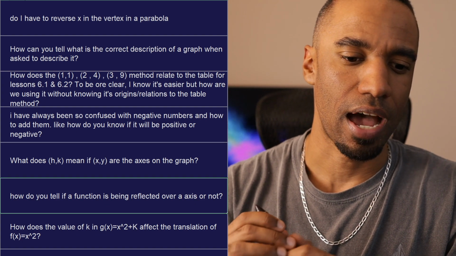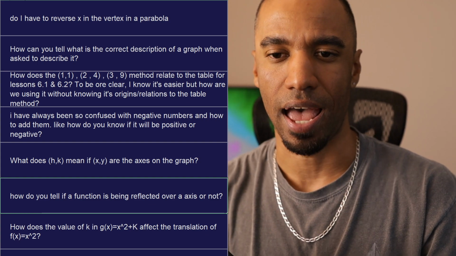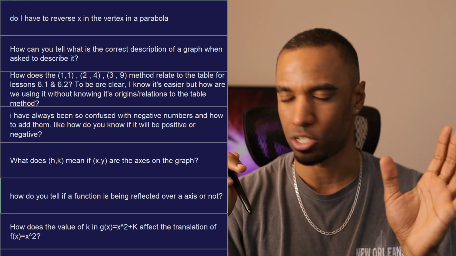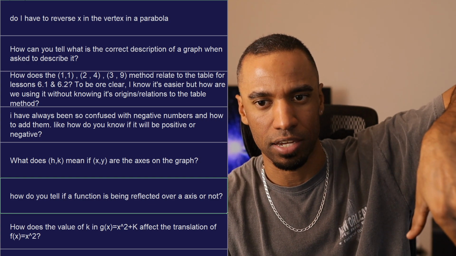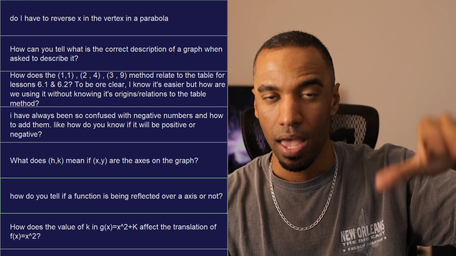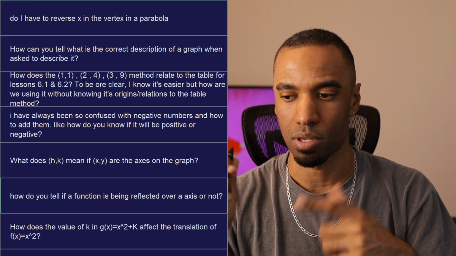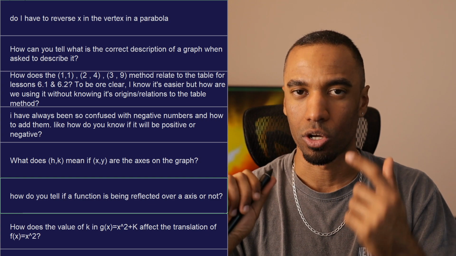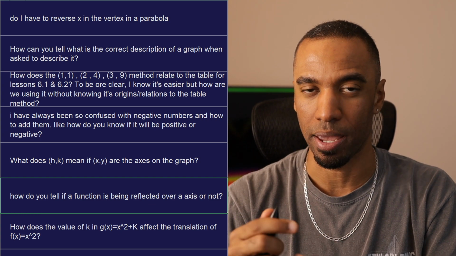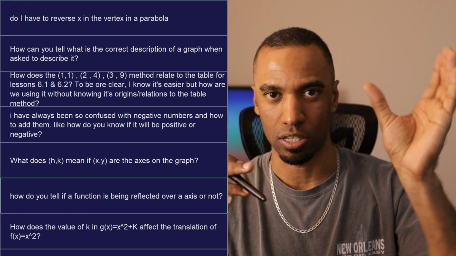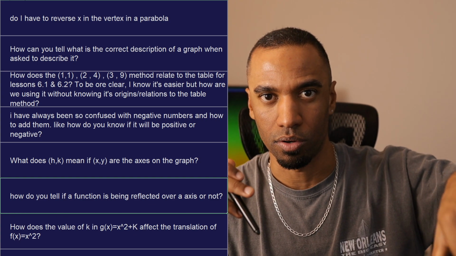All right, the next question is how to tell if a function is being reflected over an axis or not. Well, the only reflection we'll ever have to talk about is reflecting over the x-axis. Are we flipping it over? And it flips over if your a value, your stretch factor, is negative. It's something I pointed to earlier on a question about describing the transformations. If you want to see that question, I talk about it. If your a value is negative, you reflect over the x-axis. That's the only one we refer to.